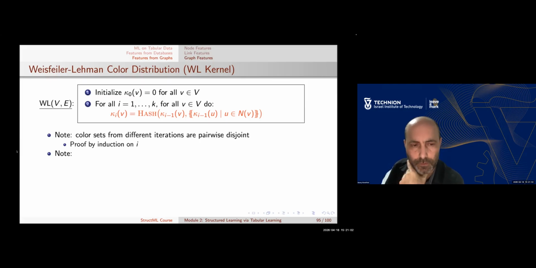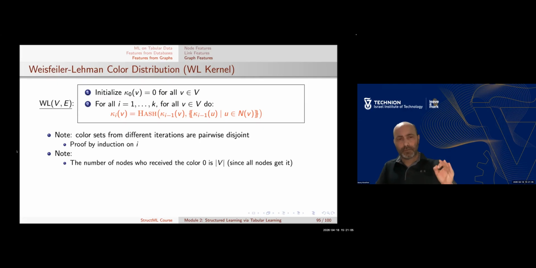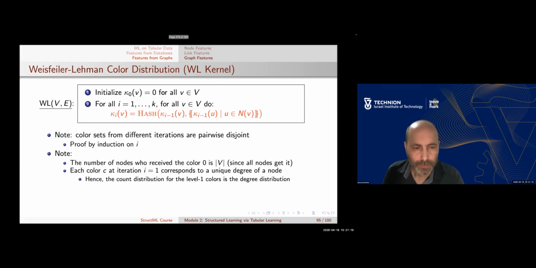Now, look at the following. If you count the nodes that receive the color 0, then you get the number V, because all nodes get the color 0 at the beginning, right? Now, each color in the first iteration, i equals 1, actually corresponds to a unique degree of a node, because the color is determined by the degree of the node in the first iteration. Therefore, the count distribution for the level 1 colors is actually the degree distribution.